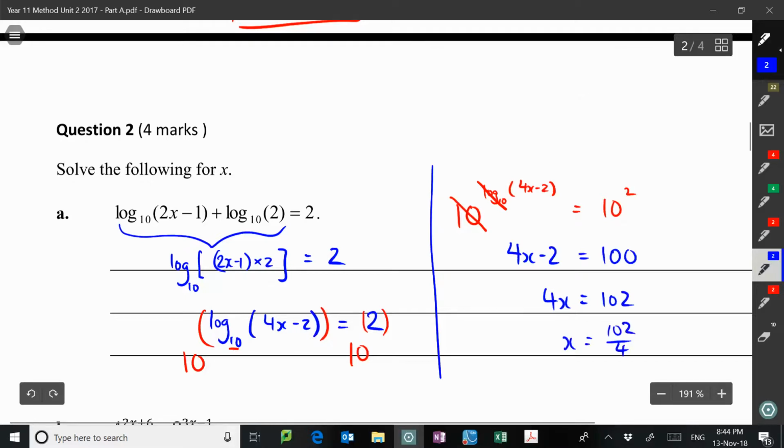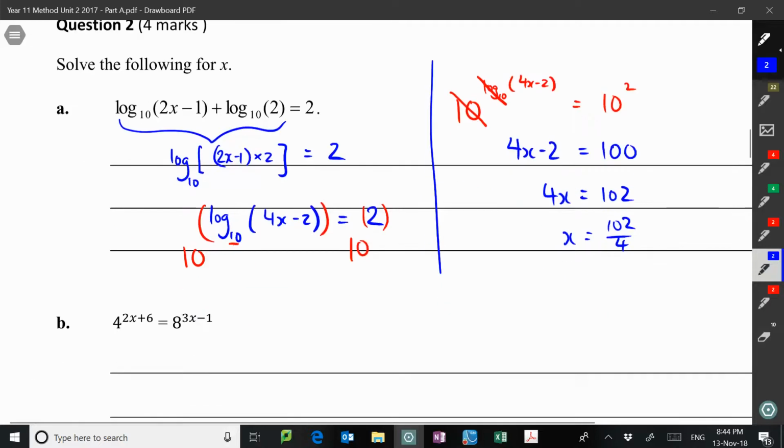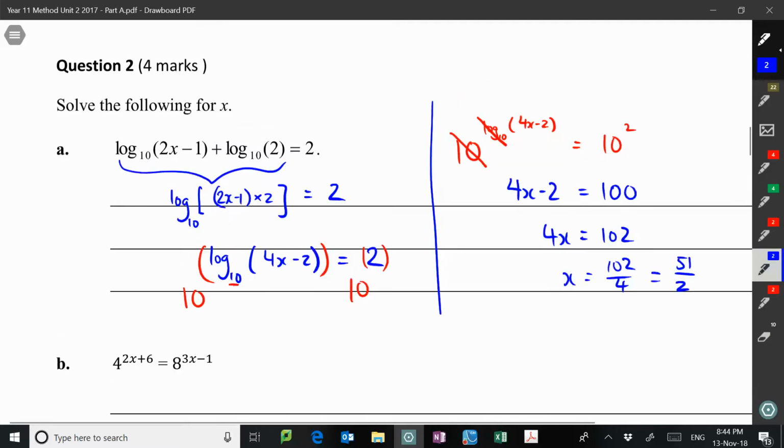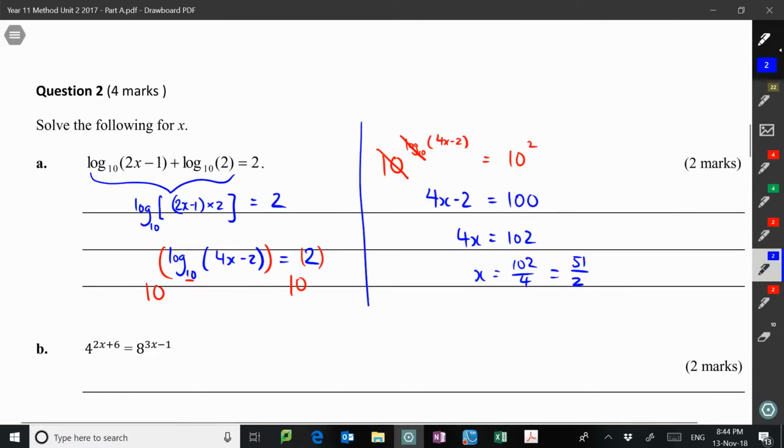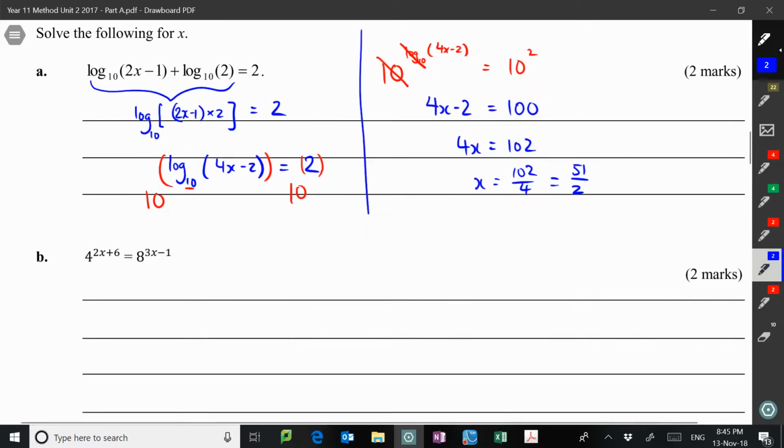But you don't leave your answer unsimplified. You should simplify that. They're both even numbers, so this becomes 51 on 2. That's a better answer. And don't change that to decimals. They didn't ask. All right, there you go. So that's logarithms there. I just simply did, if you add, you multiply. If you subtract, you divide, right?